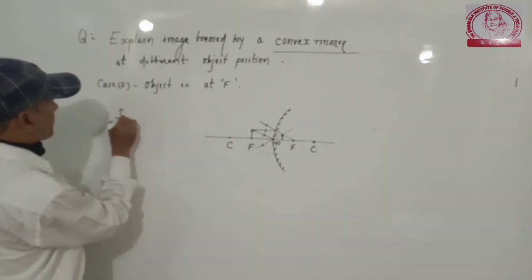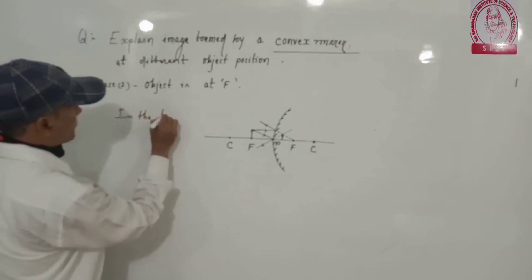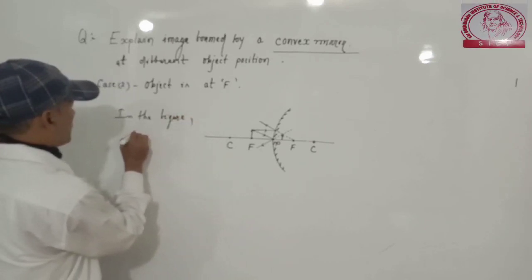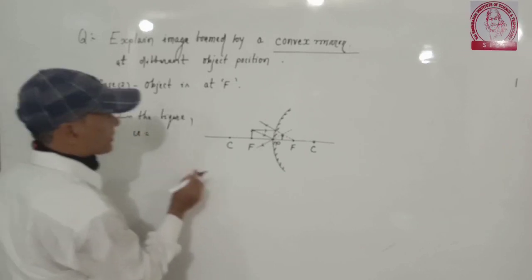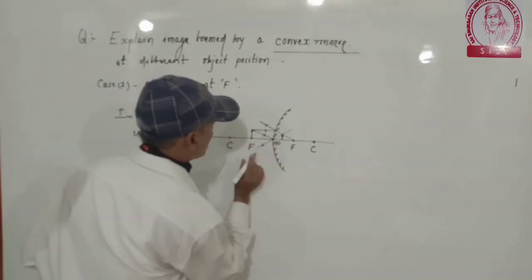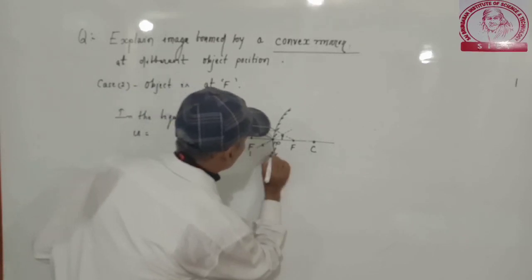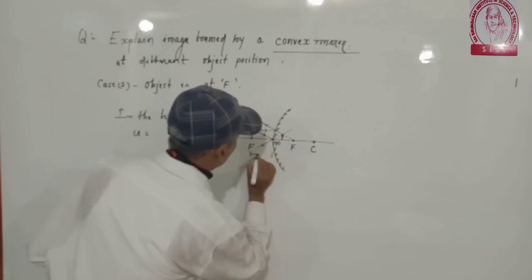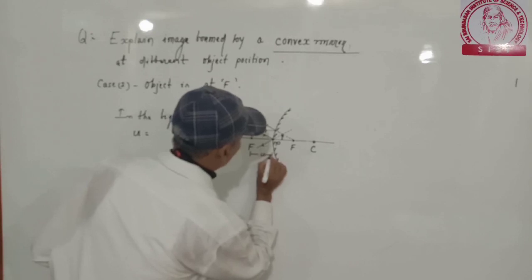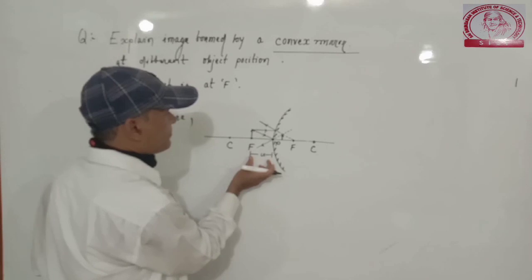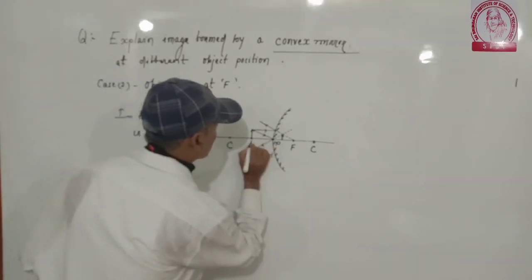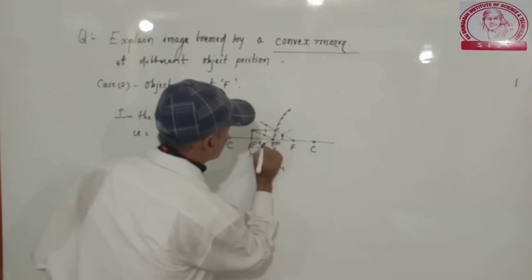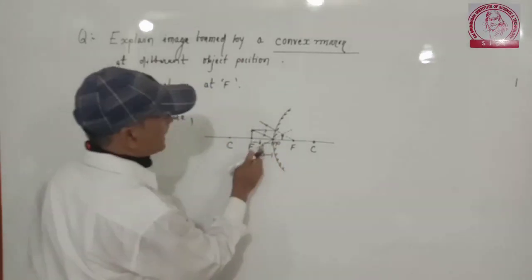In the figure, U is equal to, this is U. So now this is U. Okay, this is U. And the U is same to F. This is also F. So now here U is equal to F.